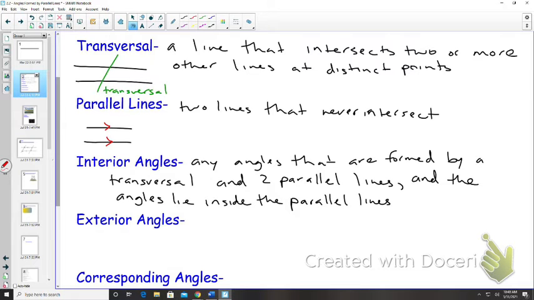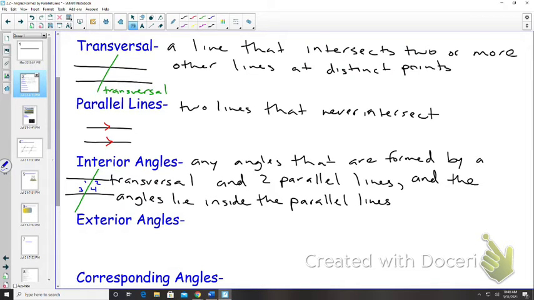Okay, so writing this down, please. Interior angles. These are any angles that are formed by a transversal and two parallel lines. What this looks like on a graph, I wish I left a little bit more space, but that's okay. So this is going to be our transversal right there, and our four interior angles would be 1, 2, 3, and 4.